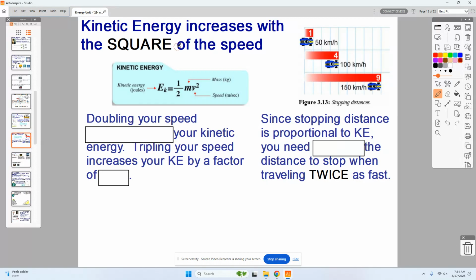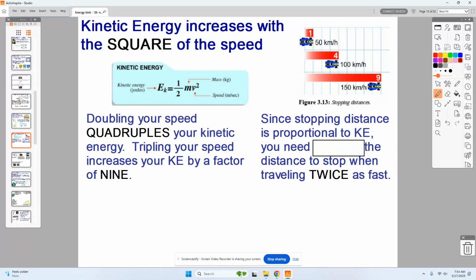The idea behind that: something that's traveling twice as fast would have 4 times the kinetic energy. So doubling your speed will quadruple your kinetic energy. Or you go 3 times faster. So instead of going 20 miles an hour down the residential street, you're going 60 miles per hour down the highway. How much more kinetic energy? That would increase your KE by a factor of 9. So you have a really big dependence on speed.